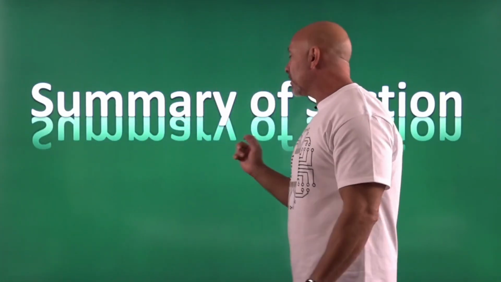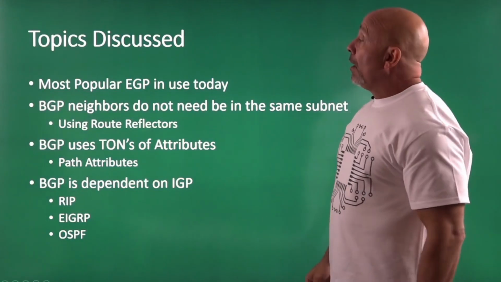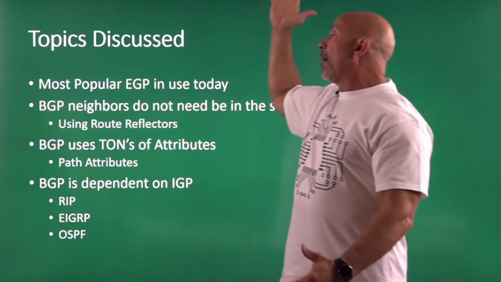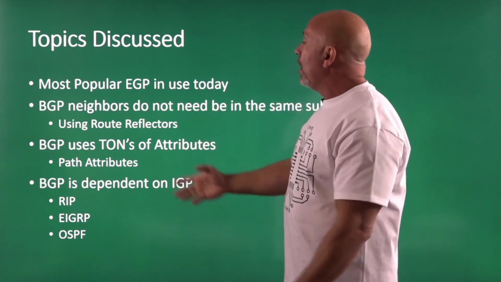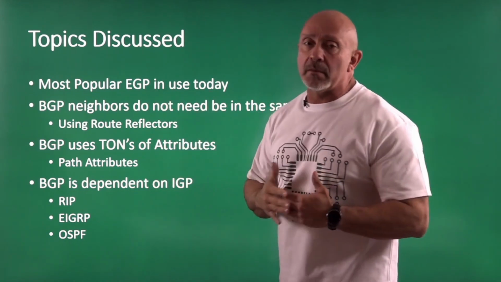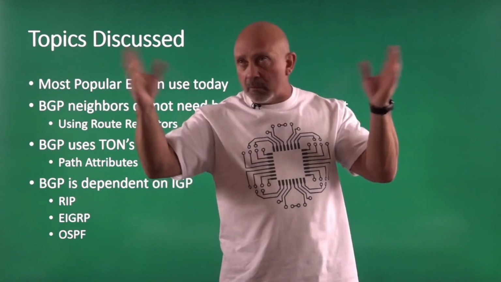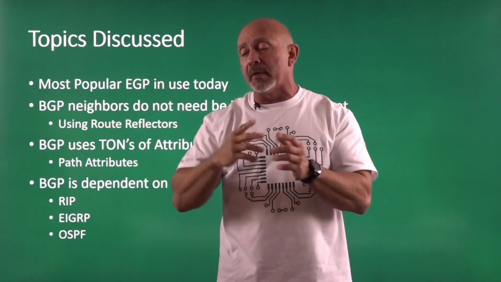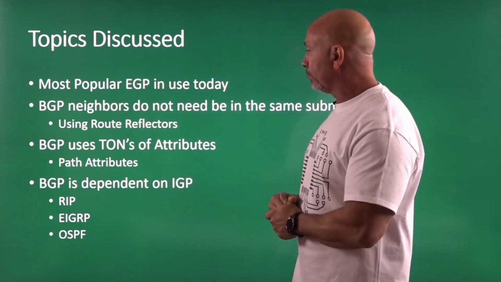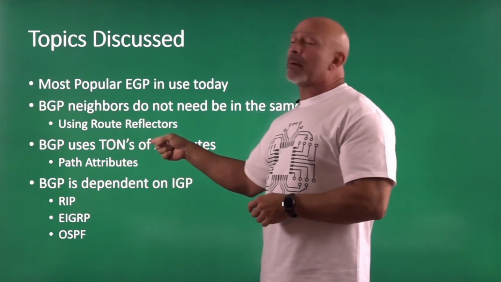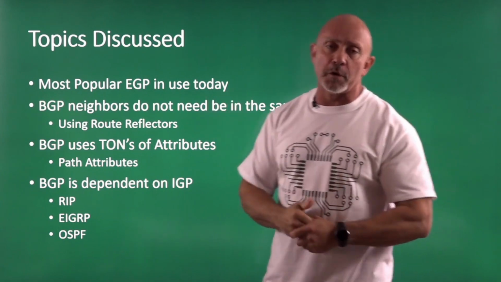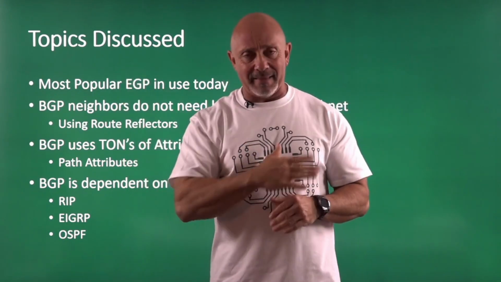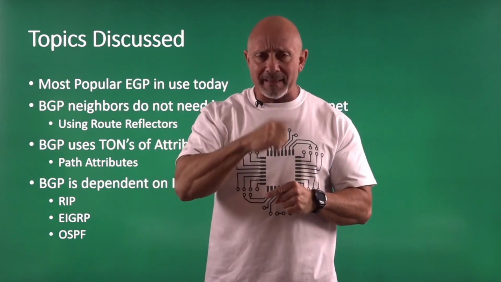We've made it to the end of BGP. So let's summarize what we've talked about. All right, topics discussed. The most popular exterior gateway protocol in use today, BGP version 4. BGP neighbors do not need to be in the same subnet. They can be wherever because we use reflectors, right? So we can avoid certain routers like the provider routers. BGP uses tons of attributes. One of the things that they want you to learn in the certification is the path attribute, right? Which path is it taking?